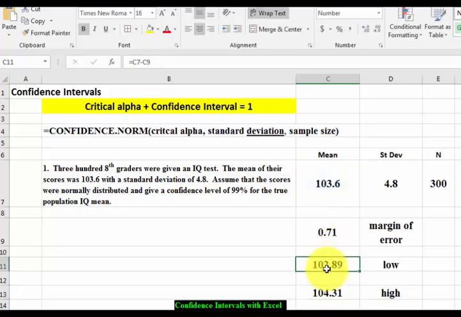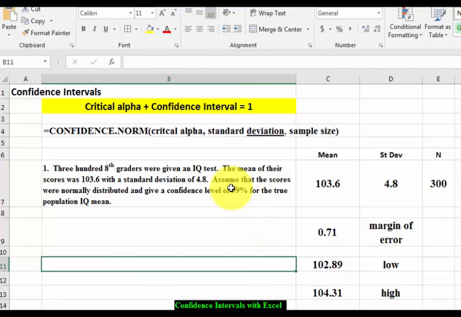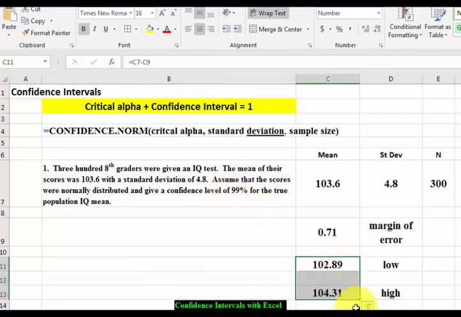So what this literally means is that the true population mean for these IQ test scores for 8th graders, taken 300 at a time, should be somewhere between 102.89 and 104.31. And we're 99% sure that should happen. Okay, that's how you do that one.